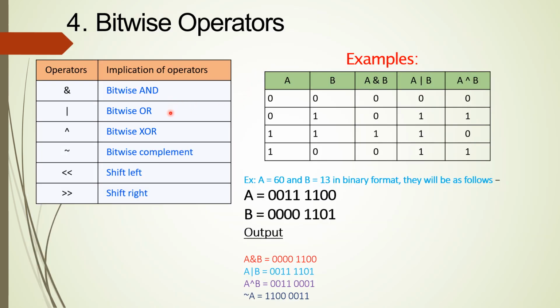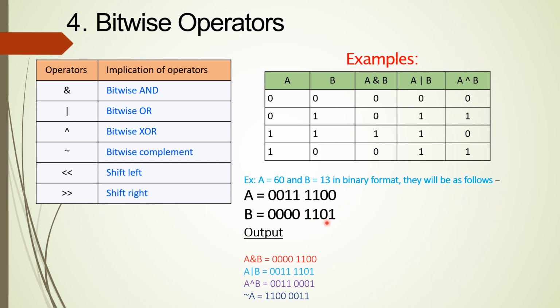Next is the bitwise operators. The difference between the previous ones and this is that we check bitwise. Like a equal to 60 and b equal to 13, for example. This covers bitwise AND, OR, XOR, complement, left shift and right shift. I'll explain. See, we have the equivalent values of 60 in binary format.